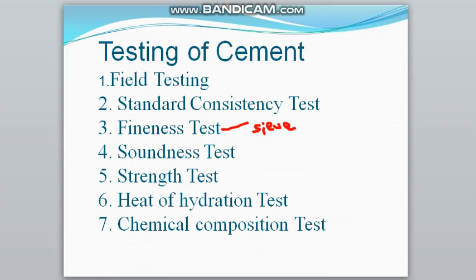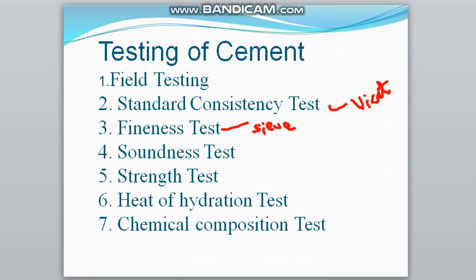Next, we'll discuss the standard consistency test. This test is conducted to find the setting time of cement using the Vicat apparatus. It is the important thing here. This Vicat apparatus is used to find out the standard consistency. This test should be conducted at a standard temperature of 25 to 29 degrees centigrade.